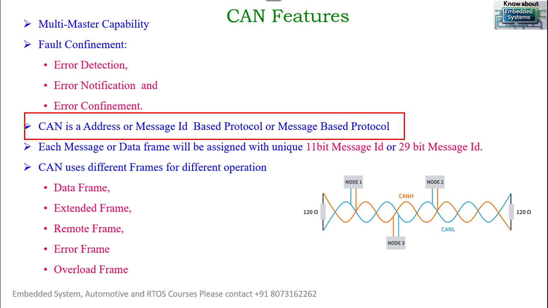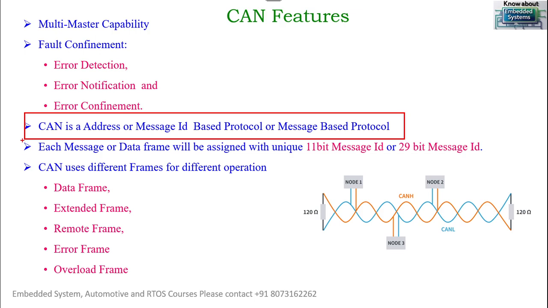So next point here, CAN is an address-based communication protocol. It's similar to I2C here. In I2C we use a slave address, but instead in CAN we use a message ID. So what is that message ID? Every data frame will be allocated one unique message ID. That's called our message ID. Using this message ID, we are able to transmit data and receive that data. So CAN is address-based communication, and each message will be allocated an ID.